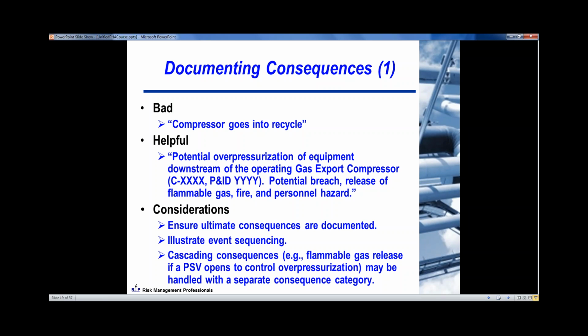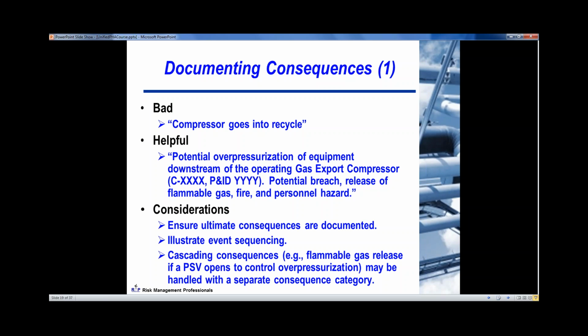So make sure that ultimate consequences are documented, so you've got a clear definition of what those barriers between the causal event and the ultimate consequence are, listed out in your safeguards column, preferably as independent protection layers, so that you know exactly what needs to work to prevent that really bad situation. That's necessary because you want to be able to isolate that safeguard function later so you can put a reliability on it. More to come on that.